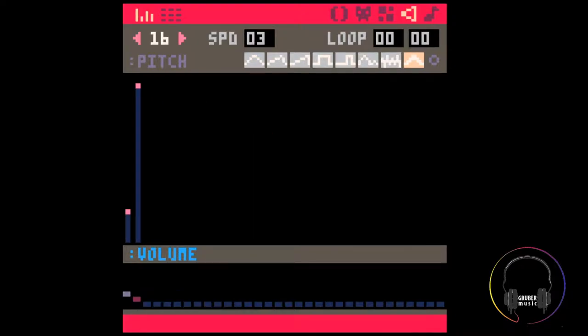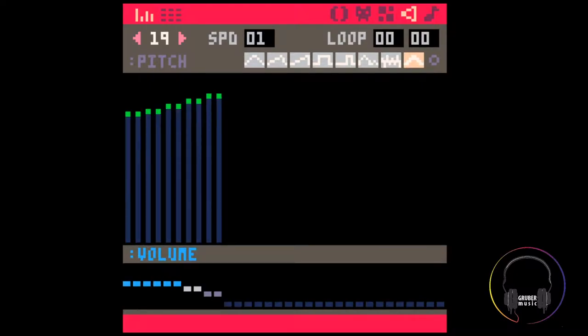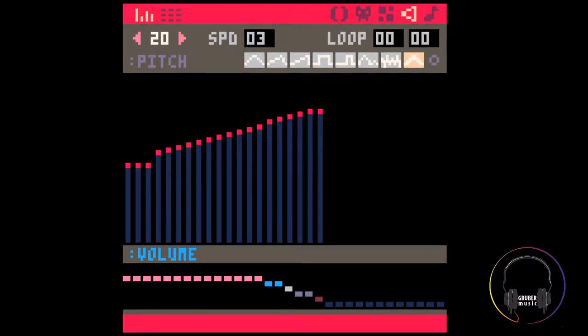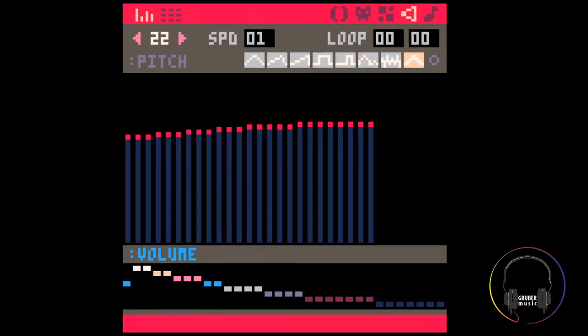Celeste, which is like a whoosh sound. Mario. And Mario Big. Kirby. Sonic. This is a game from the Sega Master System called Alex Kidd. And this is Mario again from Super Mario World.